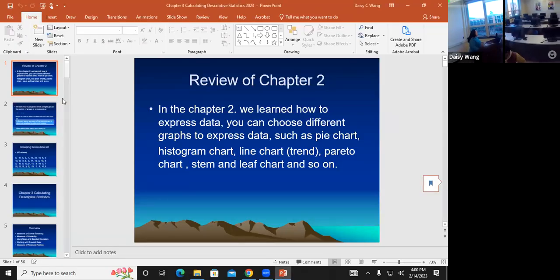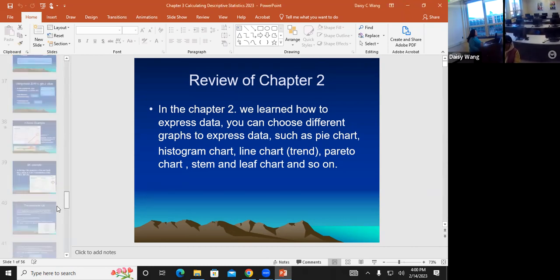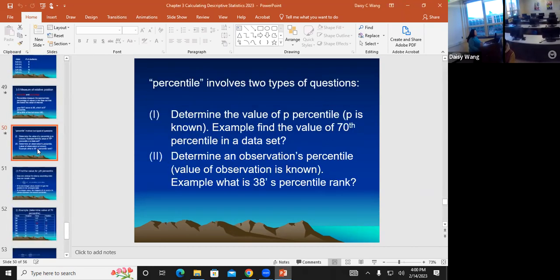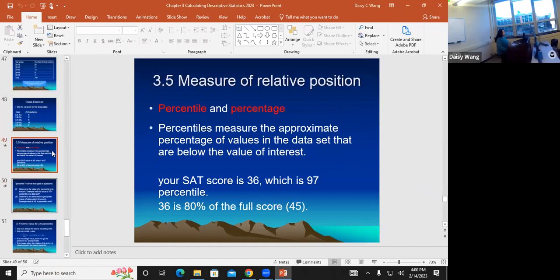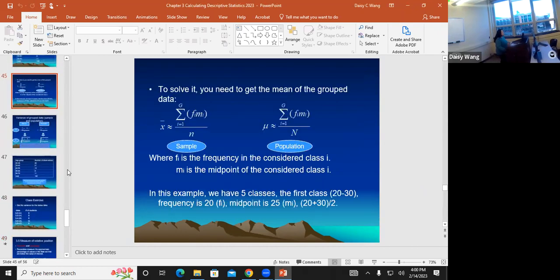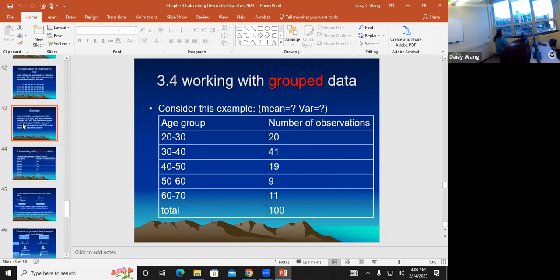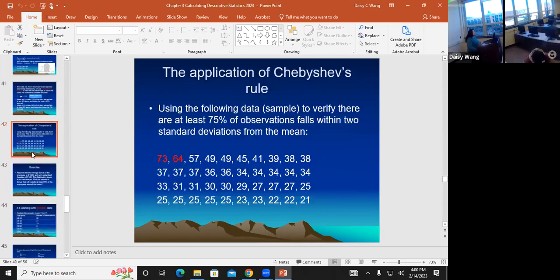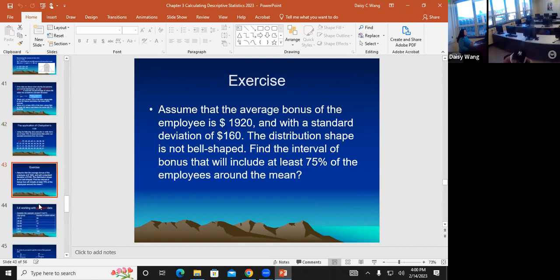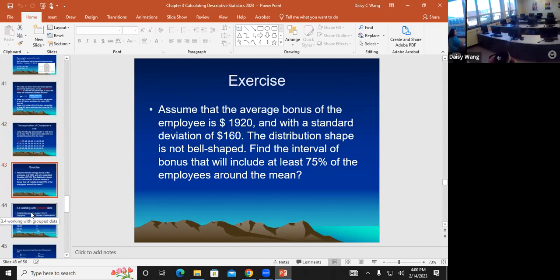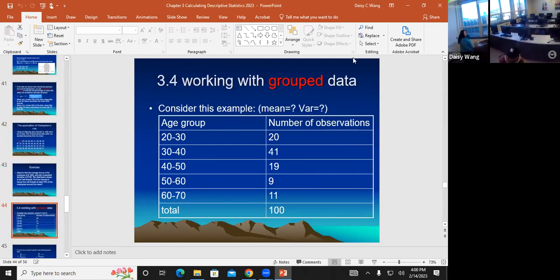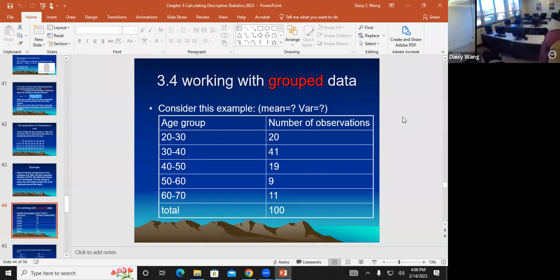So last time we only had a few that we didn't cover for chapter 3. So I think we already did this. Yep, we did this. So we need to figure out grouped data. Oops. Oh, I forgot to turn the.